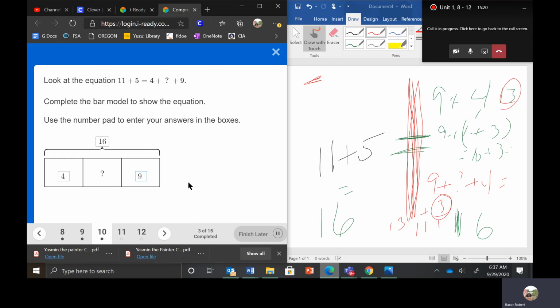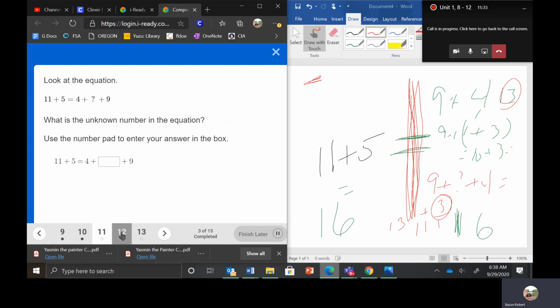What we've done is both steps because this is a two-step problem. This is the first step, 4 plus something plus 9 equals 16. And we know that because 11 plus 5 equals 16. And then in problem 11, they're going to ask us to find the mystery number. What is the unknown number? Which we already did by figuring out 9 plus 4 equals 13. And to get to 16 from 13, we have to add 3.